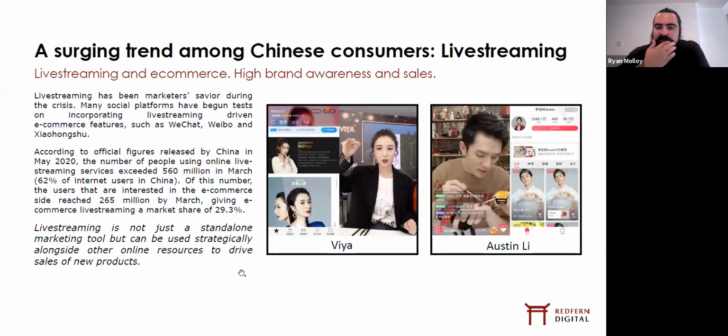And these are the 2 biggest ones. So Via and Austin, there's Cherry, there's some other ones that are very big, but Via, last year, Via sold more product than the whole of Carrefour in China nationwide, right? So it's quite intense, the amount of product that these live streamers can move.